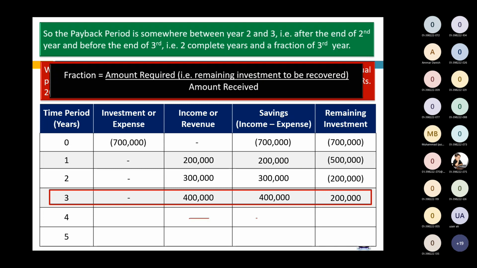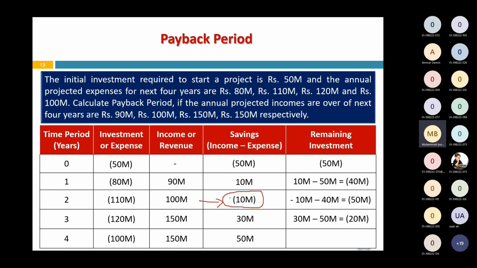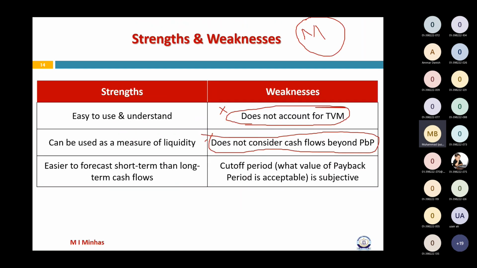But what after that? We just ignore what is happening after the payback period. It is quite possible that after this third year, we again might have to invest further in it, and things might go negative again, isn't it? Yes, sir. But we just ignored this. Payback period ignores everything that happens or that might happen after the payback period. Correct? So this is another flaw or weakness of this method. Yes, it does not consider cash flows beyond the payback period.